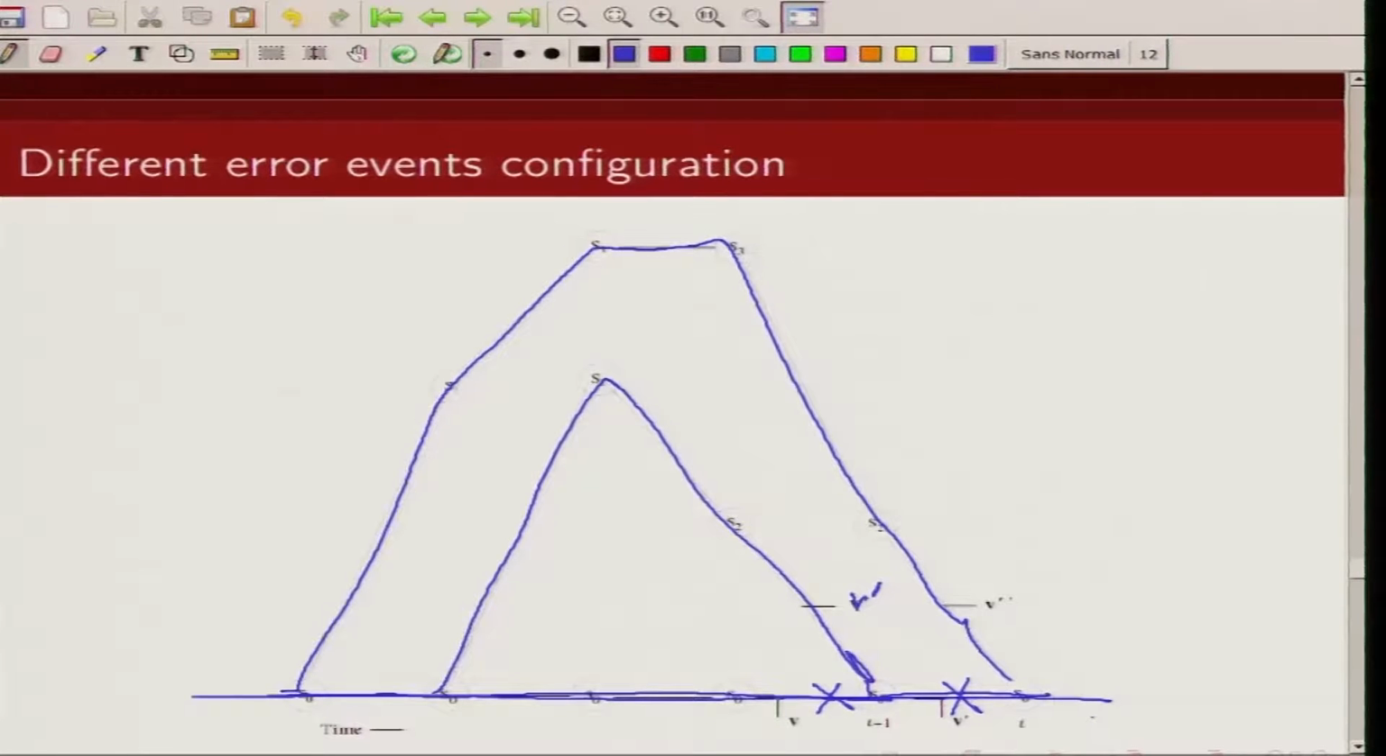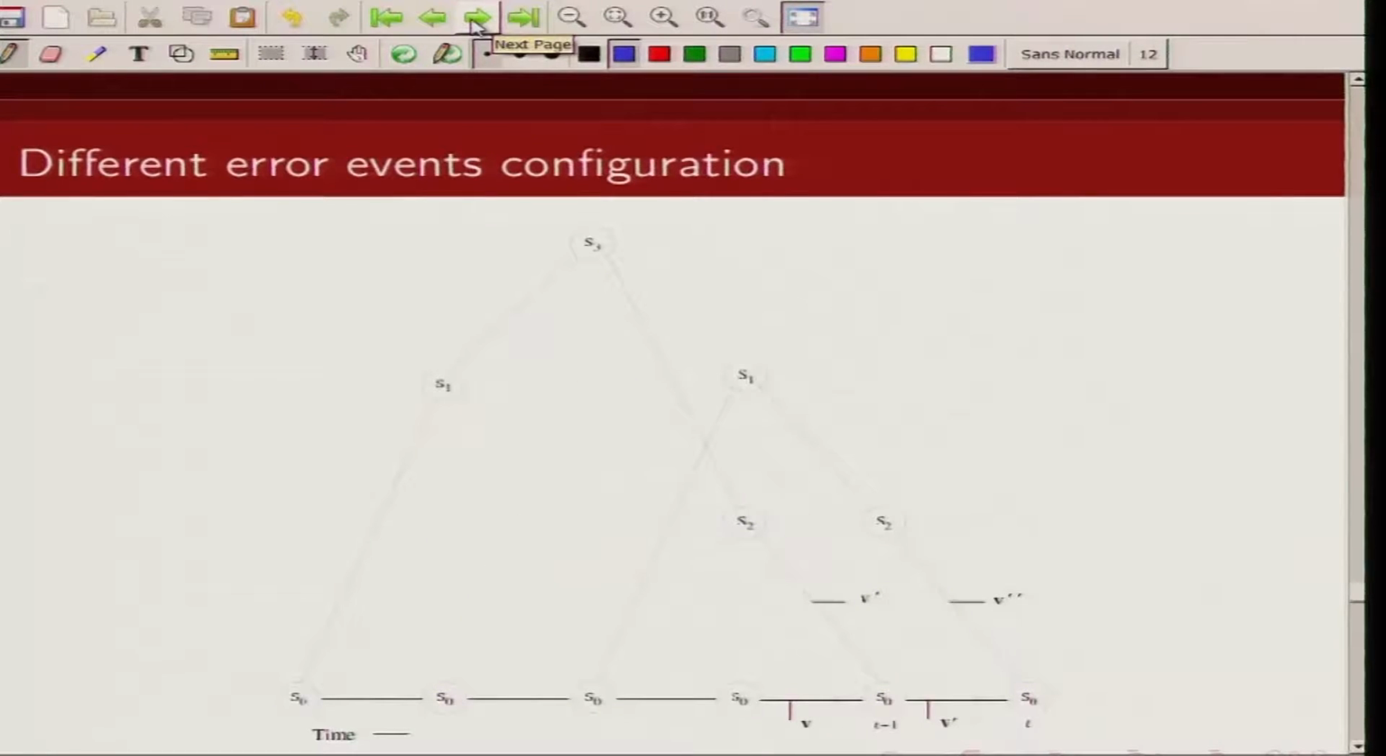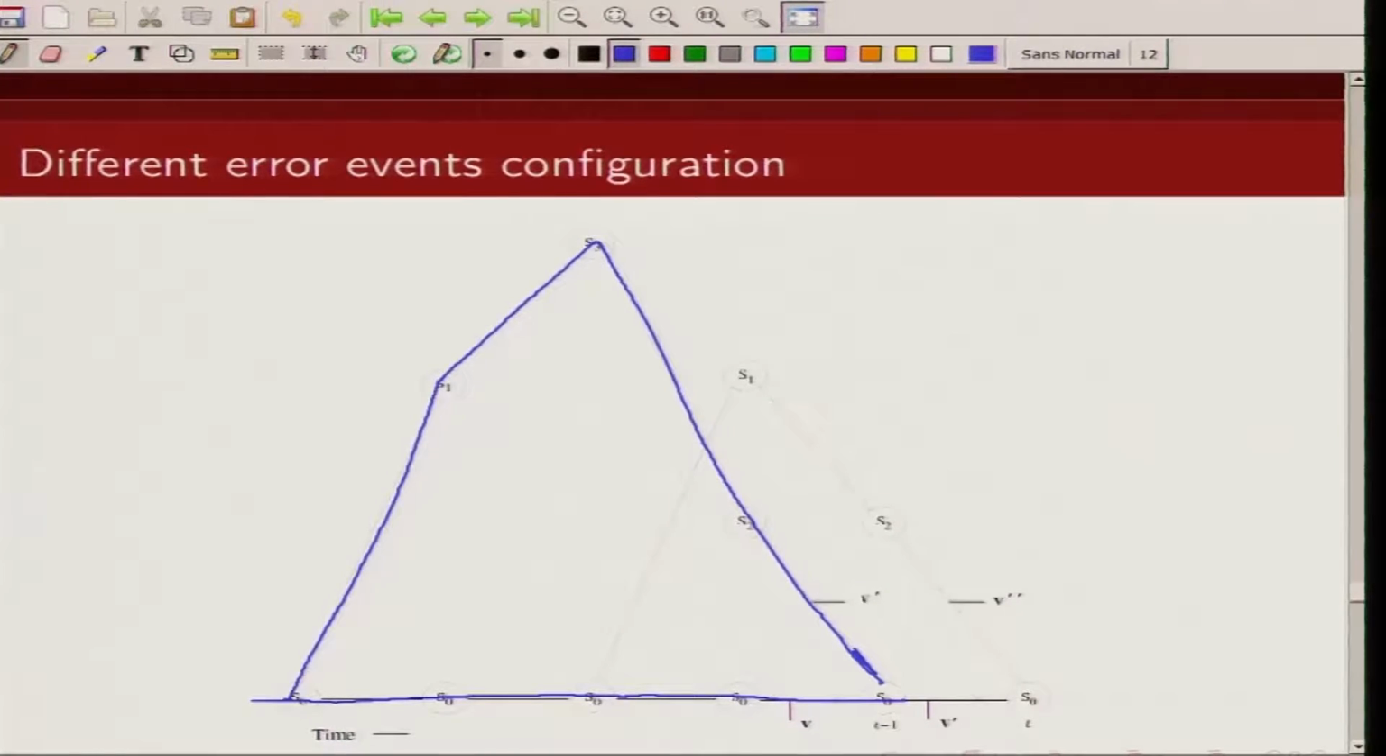So, this is another way multiple error events can happen, or you could have a situation like this. You are at all 0 state. When you are at this particular instance, you notice this has a better metric. So, you decide in favor of this incorrect path, but then when you reached here, you noticed this path has a better metric. So, you discarded this and then you decided in favor of this.